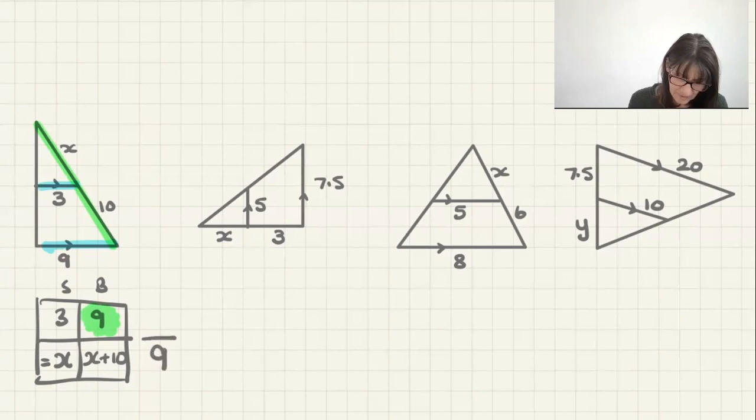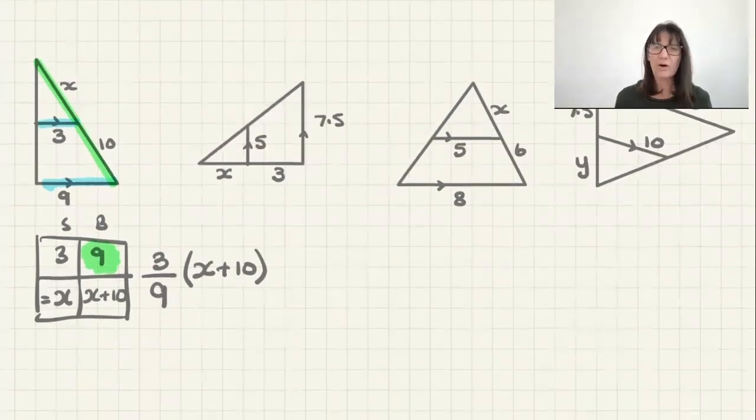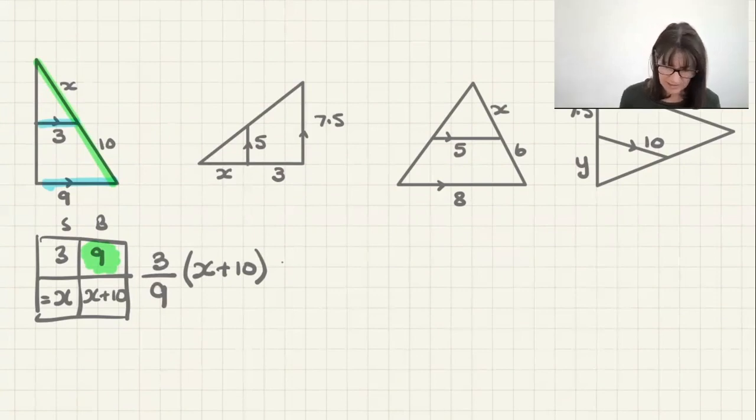I can put this in any order I like. I'm going to do this. That's going to times by the x plus 10. I'm going straight into using my rules of algebra, where I don't show that times sign. And I know that that is going to equal the missing x.